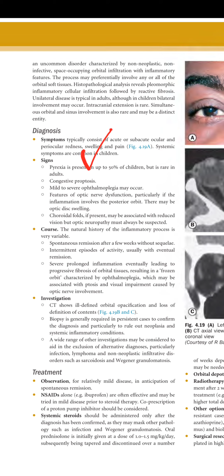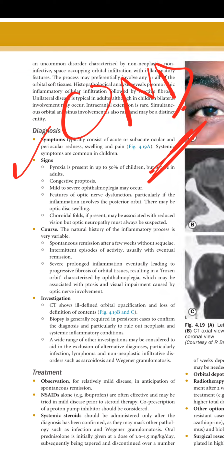So there can be proptosis with redness of the eye. Mild to severe ophthalmoplegia can occur. There may be features of optic nerve dysfunction, particularly if inflammation involves the posterior orbit, and there may be optic disc swelling. Choroidal folds, if present, may be associated with reduced vision, but optic neuropathy must always be suspected. So, with any kind of orbital inflammation, you can see optic nerve dysfunction as well.